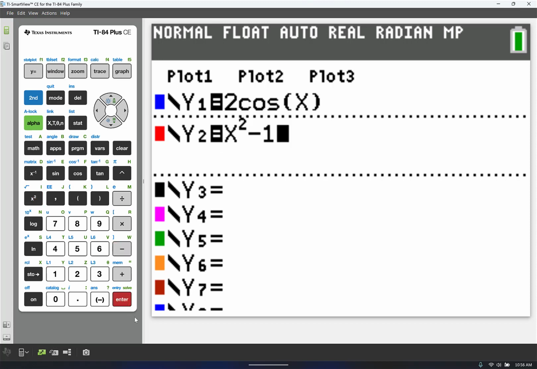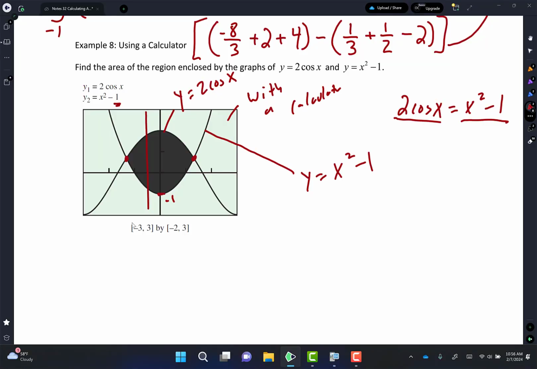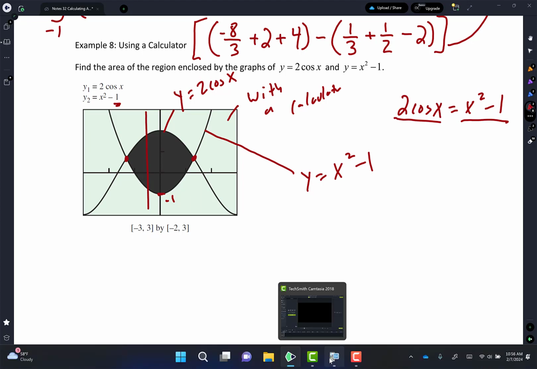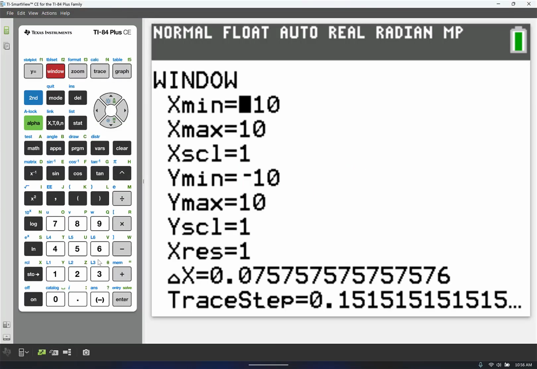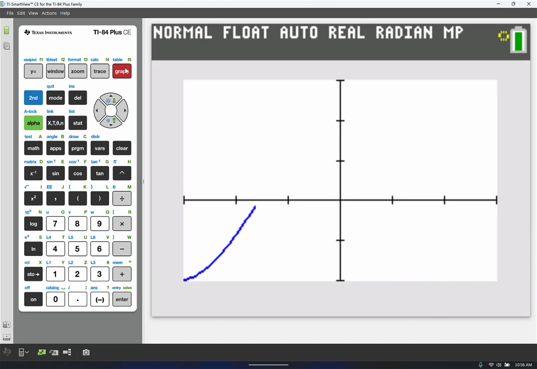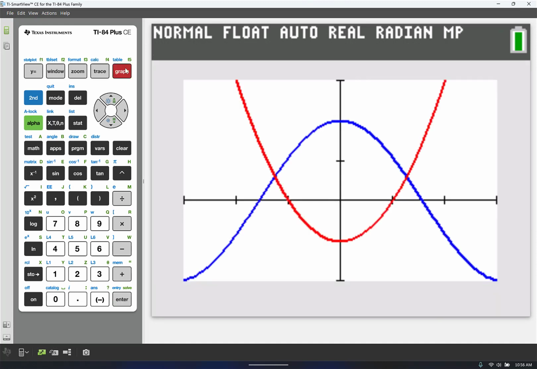All right, there it is. And you know what? For fun, I'm going to make the window exactly like this. That's an x. That's a y. Negative 3 to 3 and negative 2 to 3. So let me see if I can remember that. Window, negative 3 to 3. And then y was negative 2 to 3. Graph. There it is.